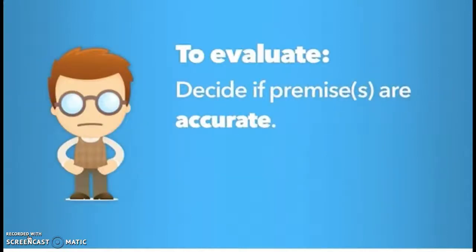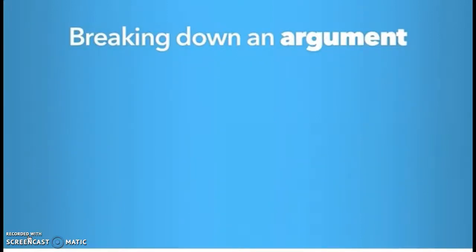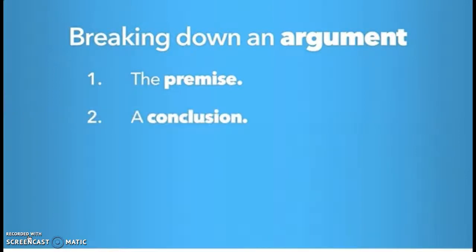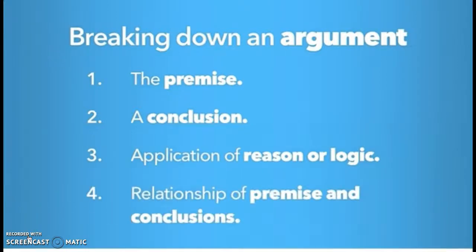To evaluate means to do two things. First, decide whether the premise or premises are true or accurate, and second, determine whether the premises are logically related to the conclusion. In future modules, you'll learn more about this evaluation process. We're going to break down the definition of an argument by focusing on four key points. One, the premise. Two, the conclusion. Three, the application of reason or logic. And four, the relationship between premises and conclusions.